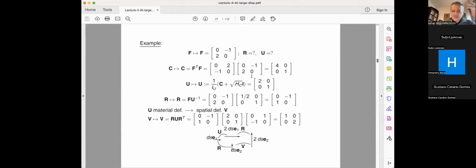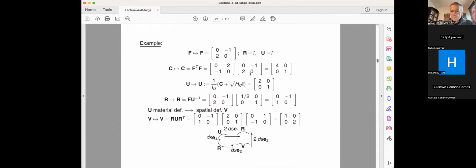Then there's the question of how to compute the stretch tensor from this Cauchy-Green tensor. In the simple case where it's diagonal, C is equal to U squared. Or otherwise, I can write U as C plus the square root of the second invariant, divided by the first invariant of U. What are the invariants? The first is the sum of the entries on the main diagonal, and the second is the determinant, and the square root of that. So it happens that if you multiply U by U, U being equal to U transpose, you get 4 and 1.